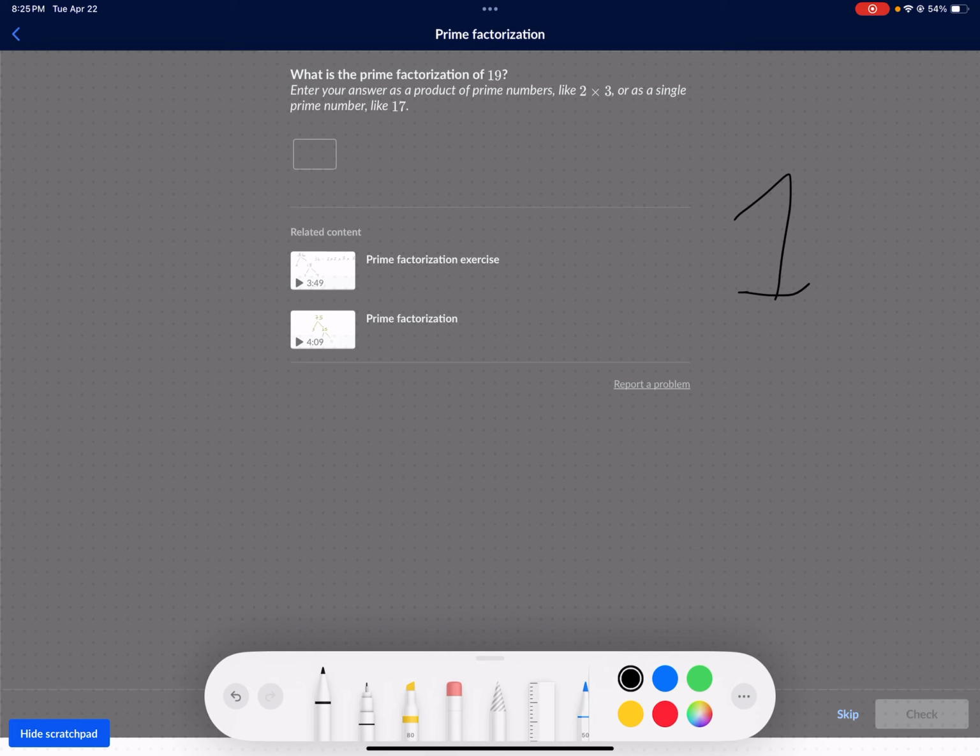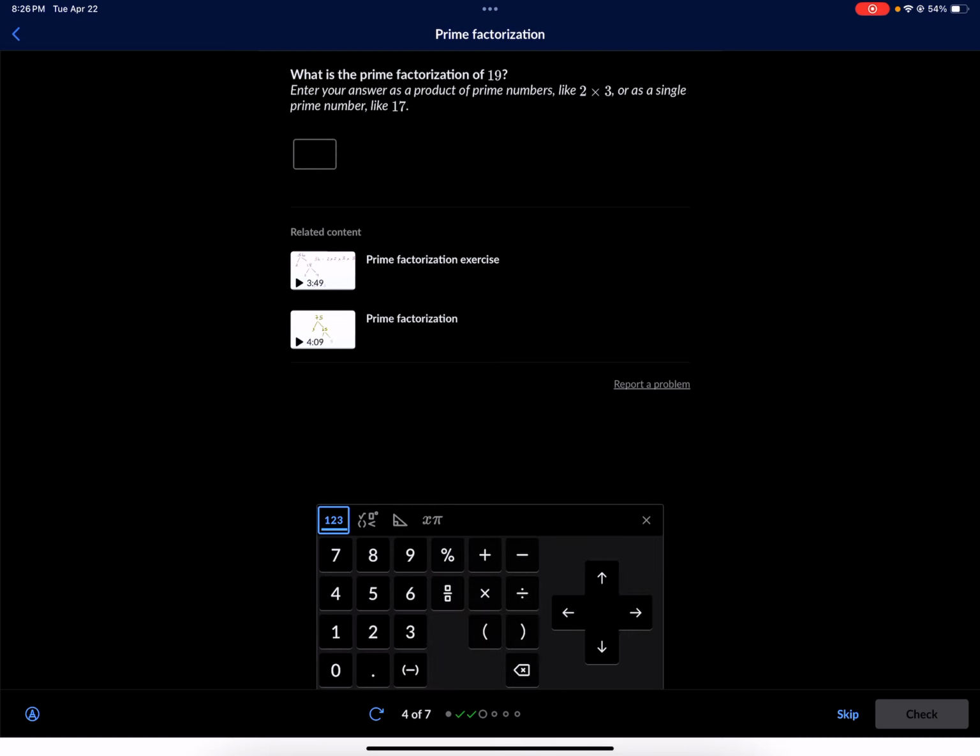So we have 19. Does 19 have a factor? Nope, it's not. So we have to do this.